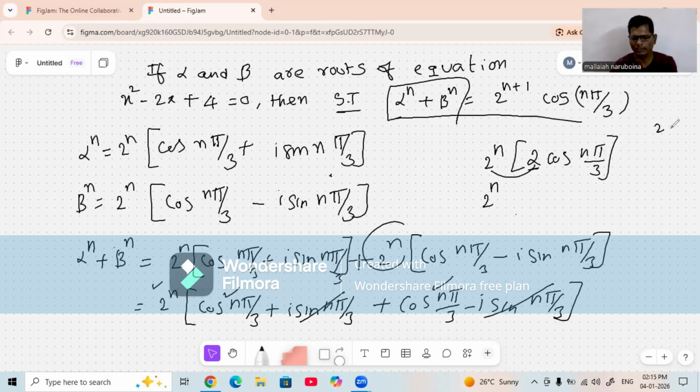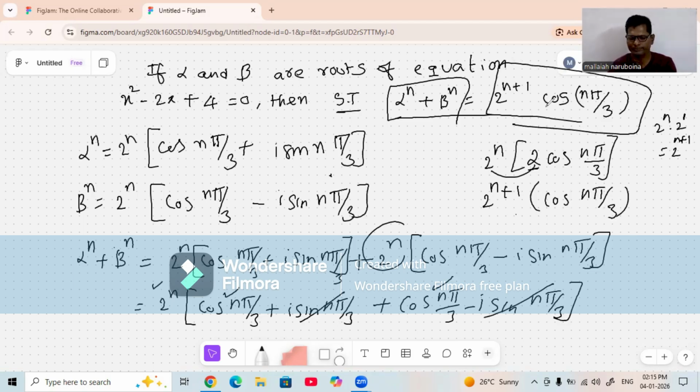2 power n into 2 becomes 2 power n plus 1. The reason is the bases are same, so the powers should be added: a power m into a power n is equal to a power m plus n. So I am writing 2 power n plus 1 into cos n pi by 3. Okay, this is the required result.